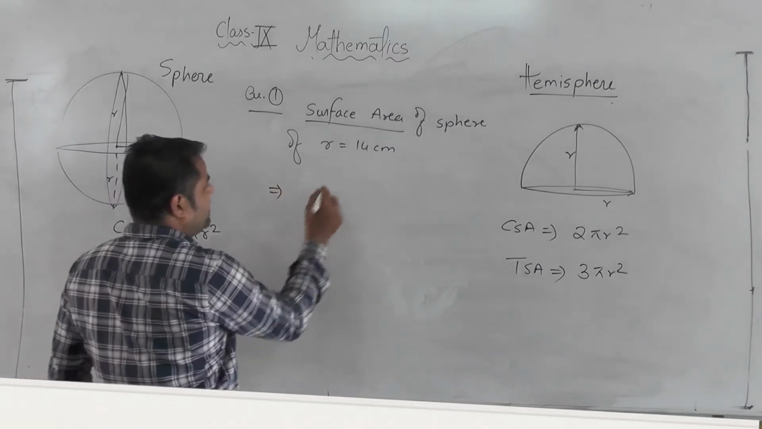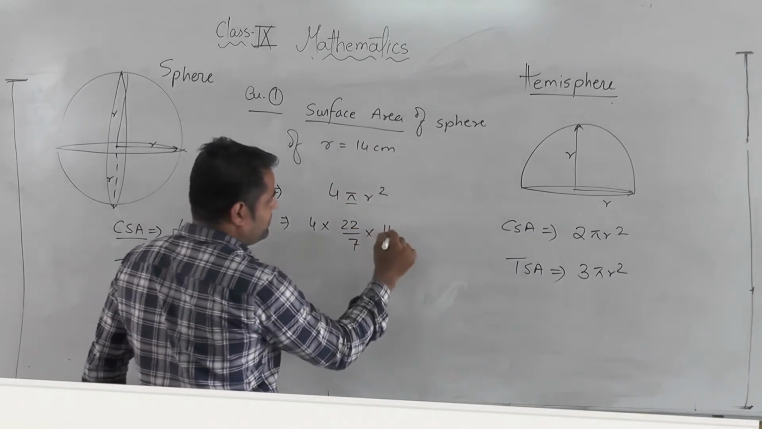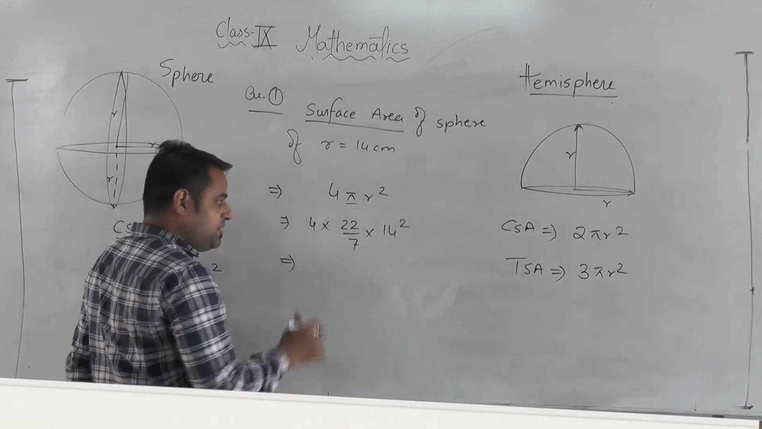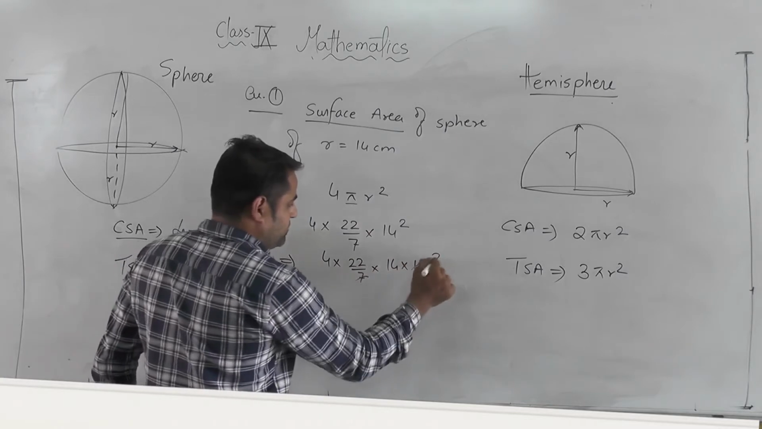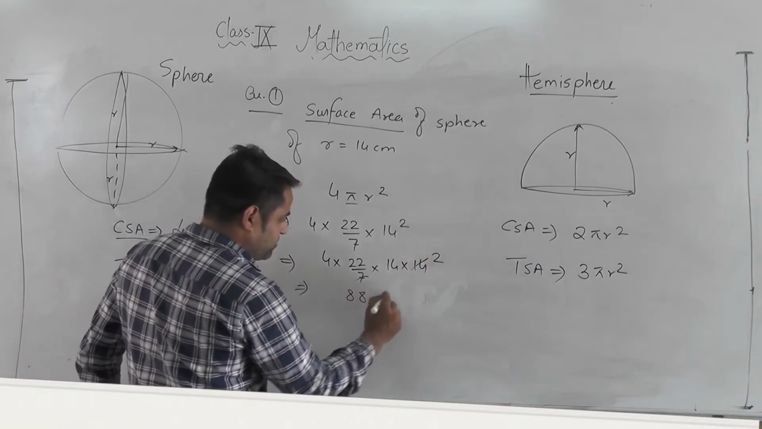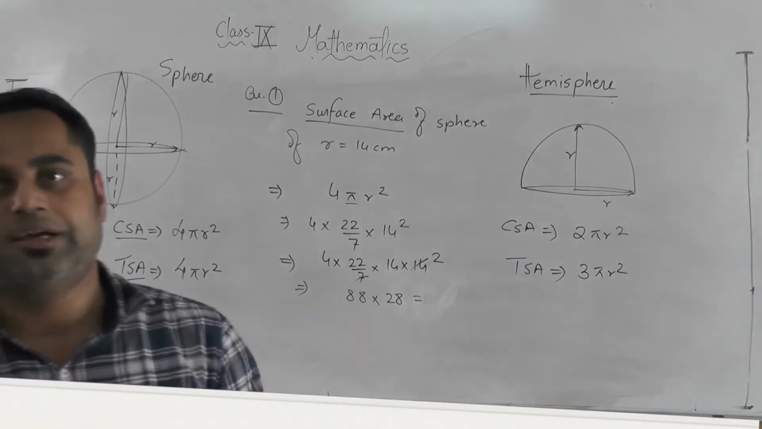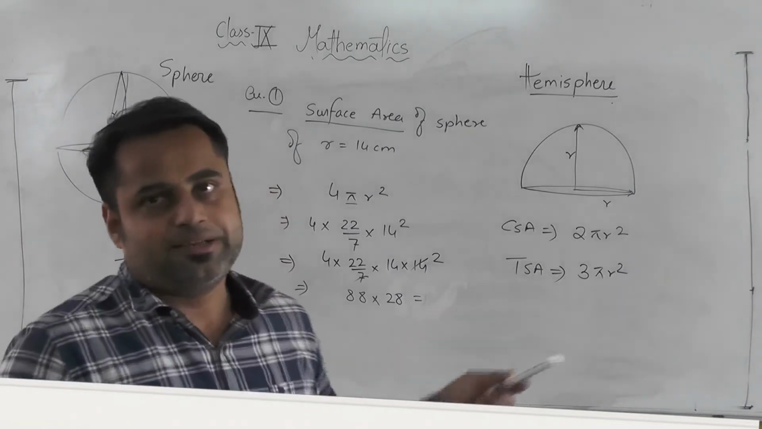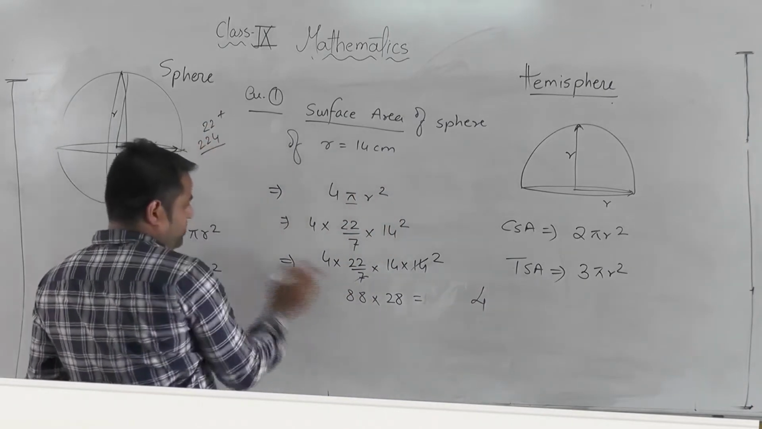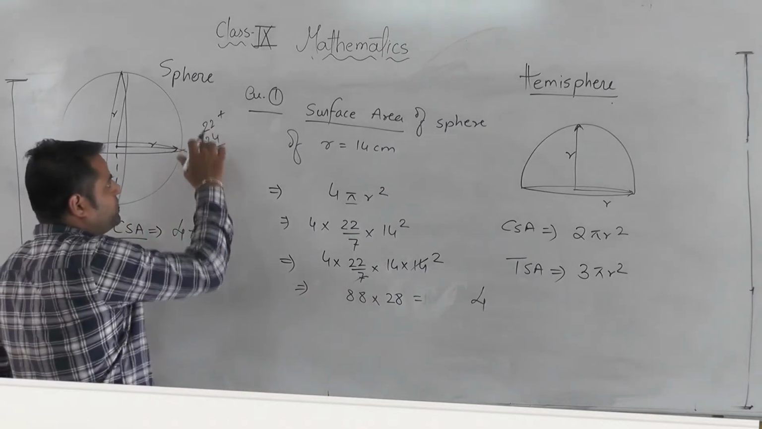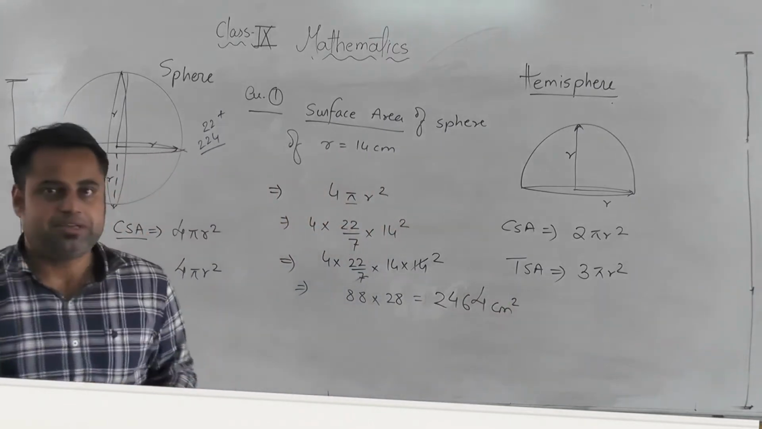Surface area of a sphere is 4 pi r square. Again, what value of pi will we put? Since r is a multiple of 7, we can put 22 by 7. Don't cancel without squaring the 14 first. So I am factorizing it into two parts, 7 and 14. Now just multiply it: 22 times 4 is 88, and 14 times 8 is 28... So 2464 centimeter square will be the surface area of that spherical ball.